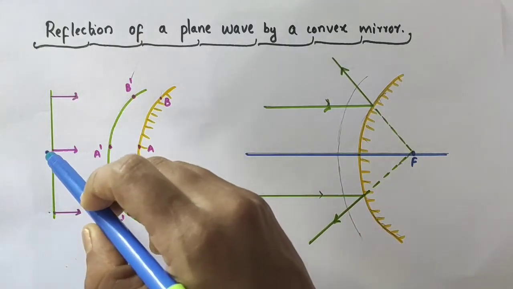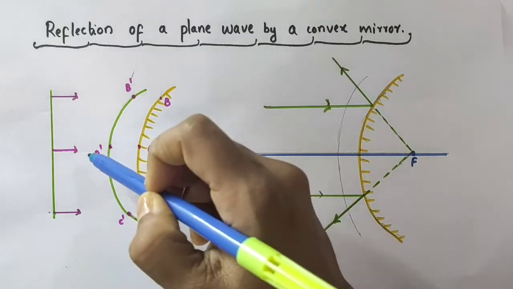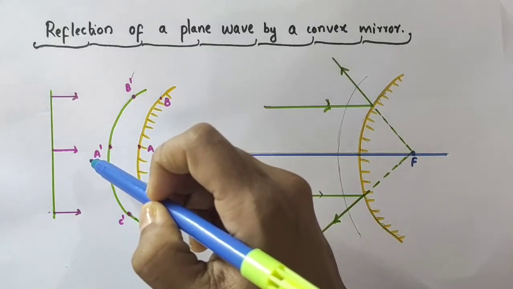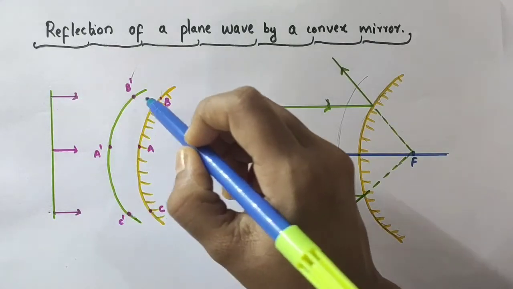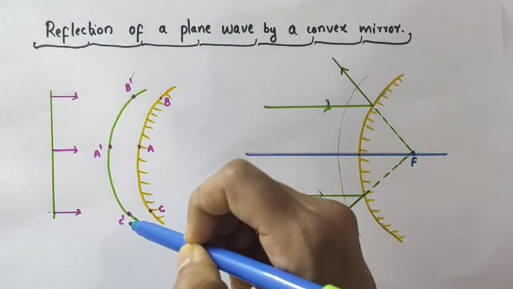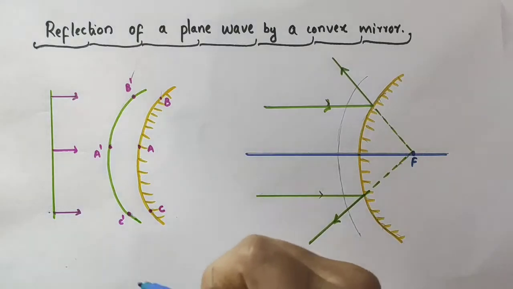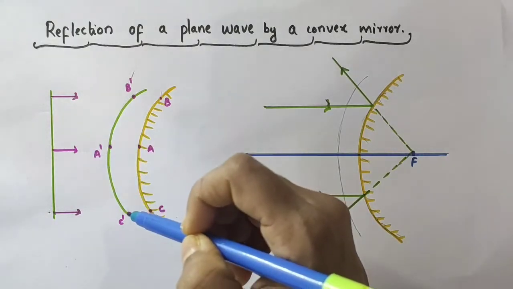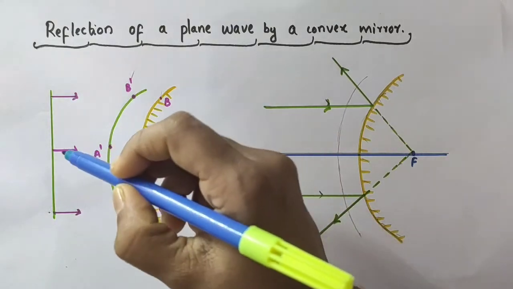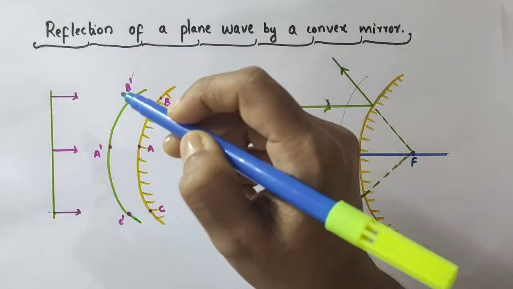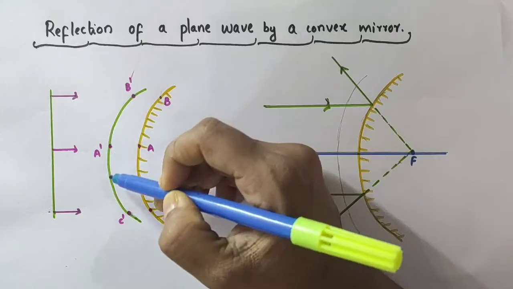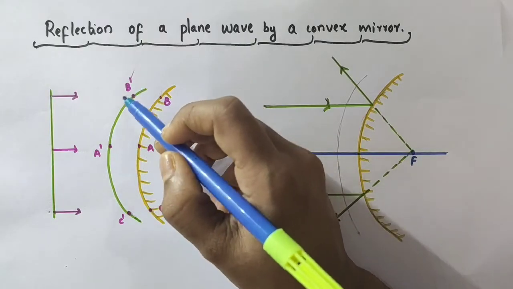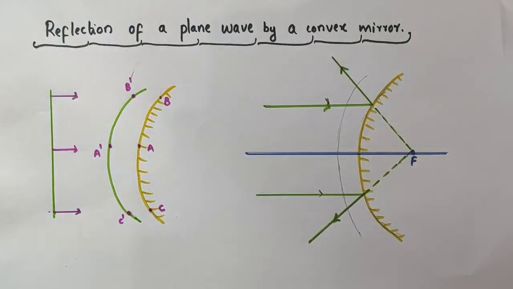The central part of the incident wave gets reflected first and reaches here at the point A dash. The lowermost and the uppermost portions of the wave have to travel some more distance to reach here and here, so they get delayed after reflection. That is, after reflection, this central part of the wave has reached here, but these two points have reached only here. When we join all the three points, we will get the reflected wave like this.